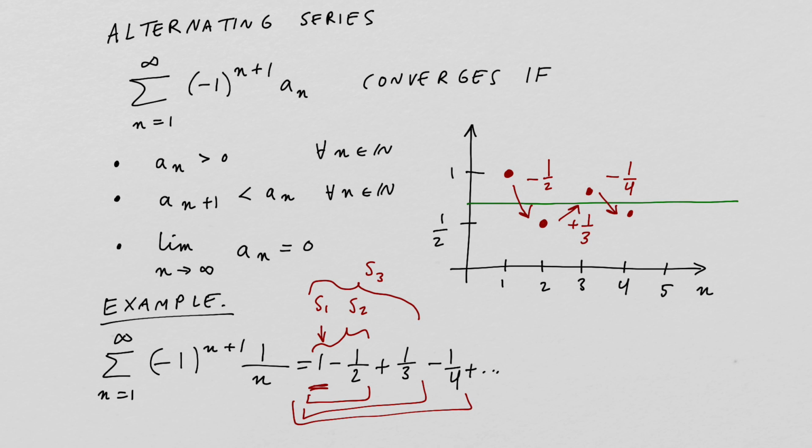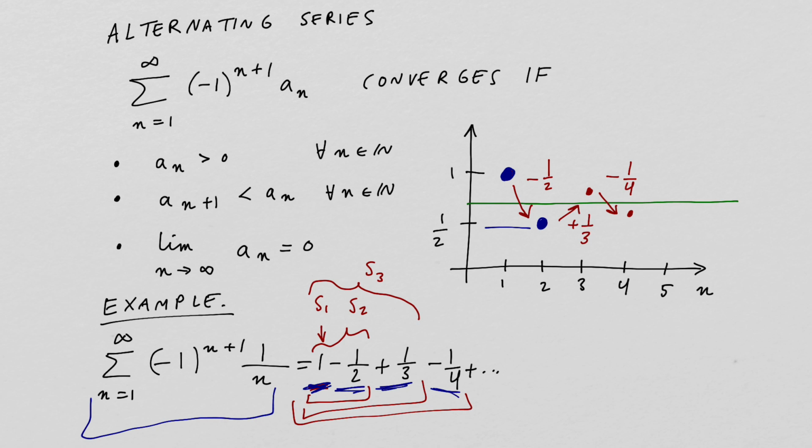Here is an example. The example is the alternating harmonic series, and its terms are 1, minus 1/2, plus 1/3, minus 1/4, and so on. And we can draw this picture. In the picture we have the first partial sum, which is 1. To get the second partial sum, we need to go down with minus 1/2. So the second partial sum is 1/2.